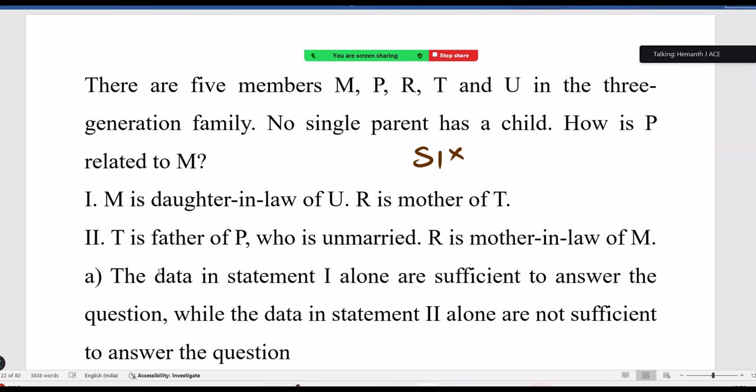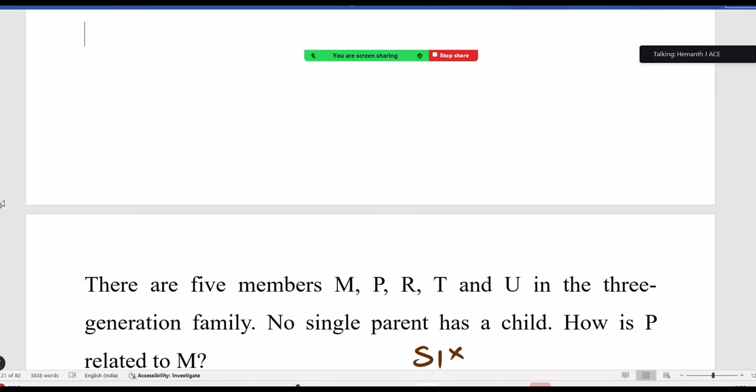That's as simple as that. Now here, M is daughter-in-law of U, R is mother of T. That's one statement. You ignore it. First try two alone, then we can try one alone. But one alone is not possible, so together. You have to go for two alone or together. One alone is out of the contest, as P and M both are not available at a time.